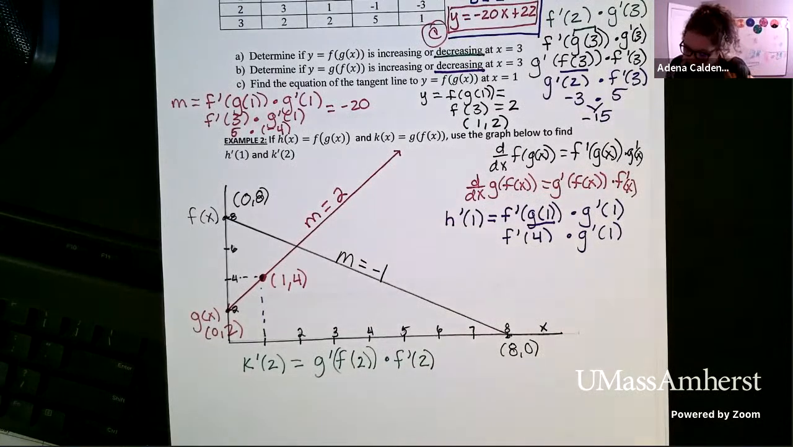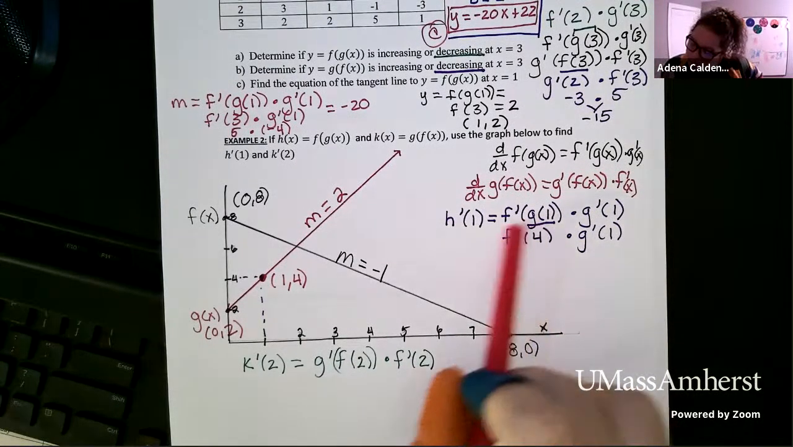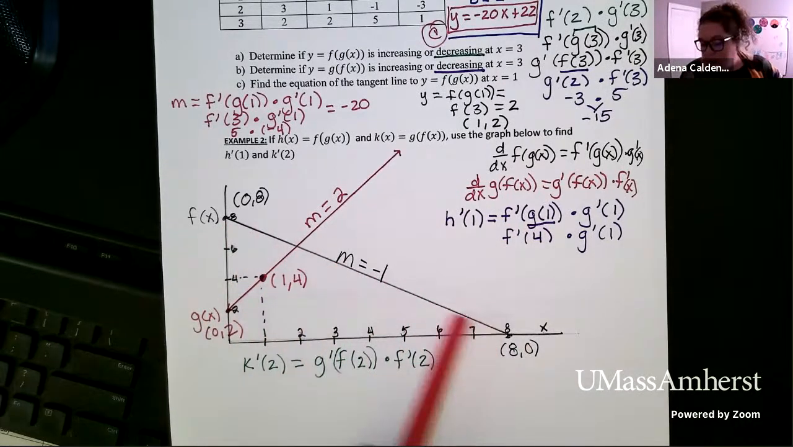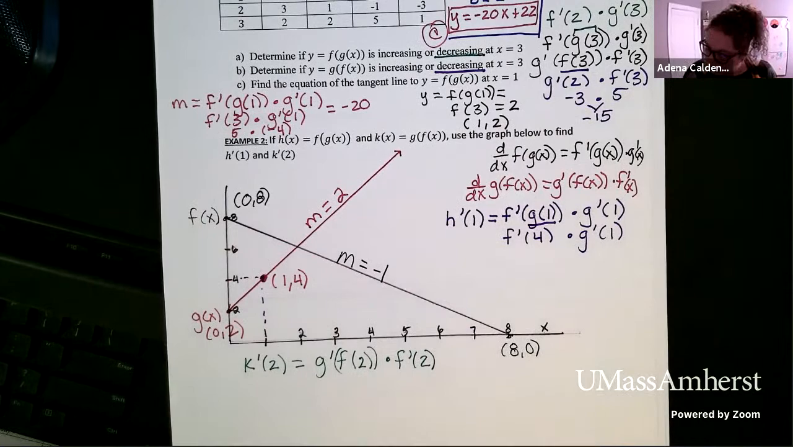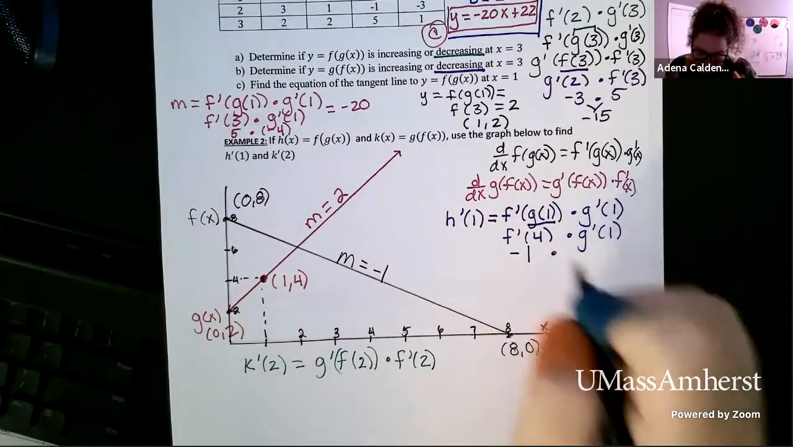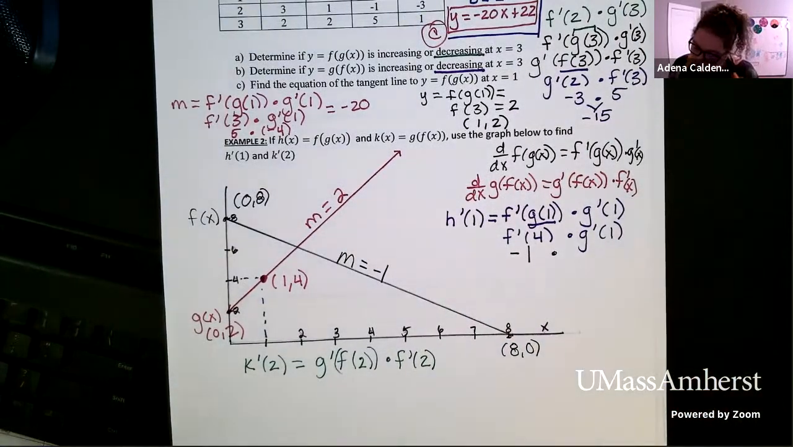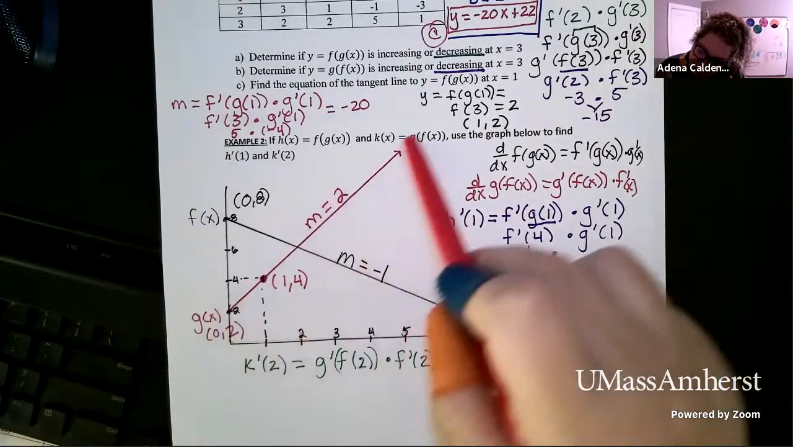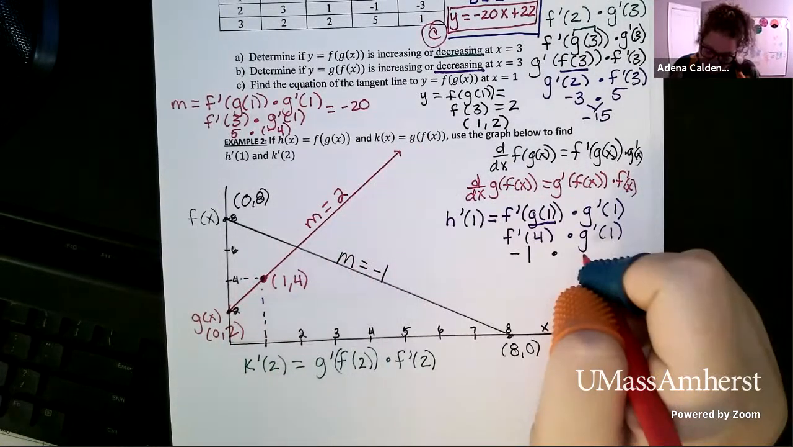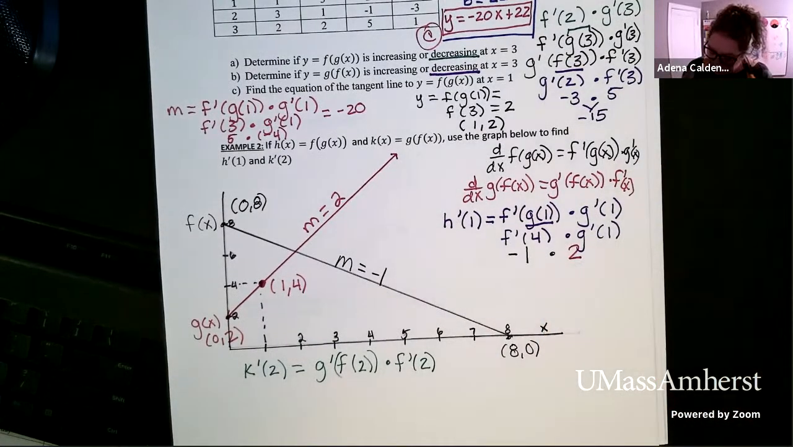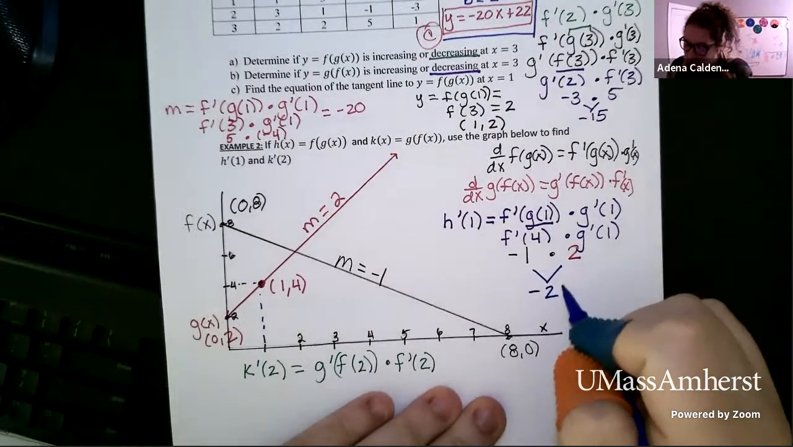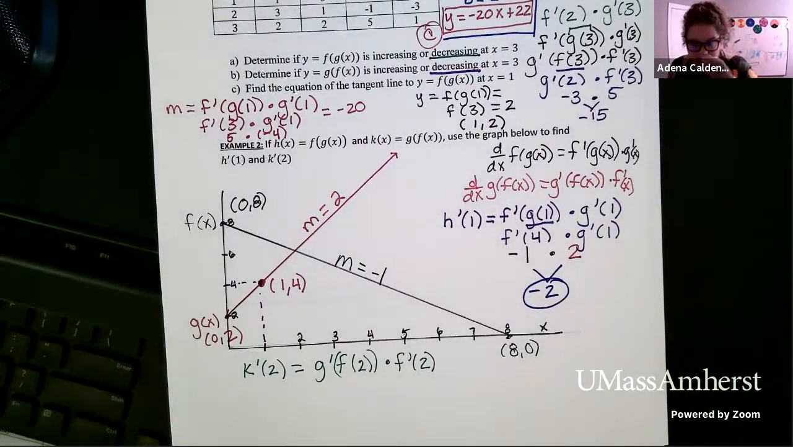So f prime of 4 is the slope of the tangent line at 4 for f, and we know the slope of the tangent line has to be the slope of the line for linear functions. So this has a slope of -1. And then g prime of 1 is the slope of the line of g, because again, it's a linear function, and that's going to have a slope of 2. So we have -1 times 2. We multiply those together, and we get a value of -2.